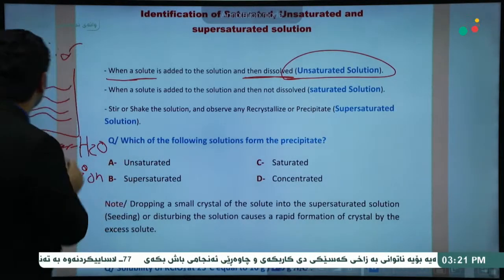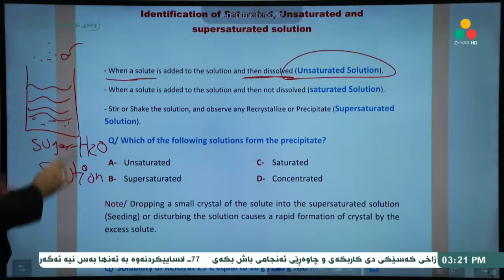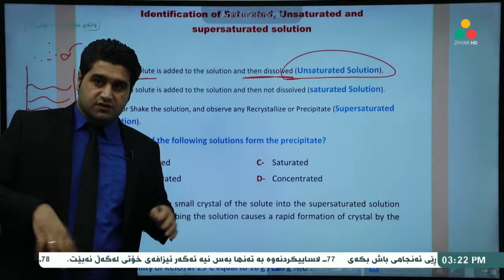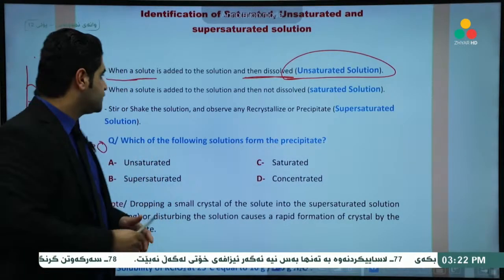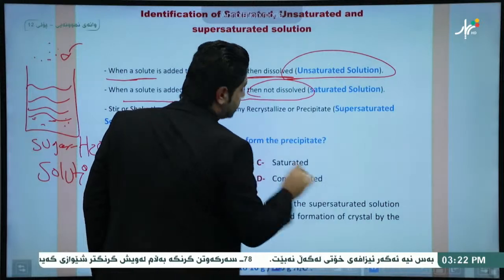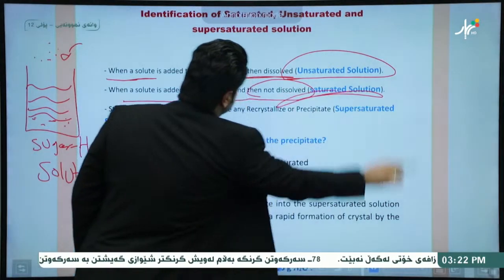But what will happen if it precipitated? Oh, this is not hungry, it's saturated. It cannot dissolve more, so it will be precipitated. So if a solid is added but it is not dissolved, it precipitated, so this is a saturated solution.